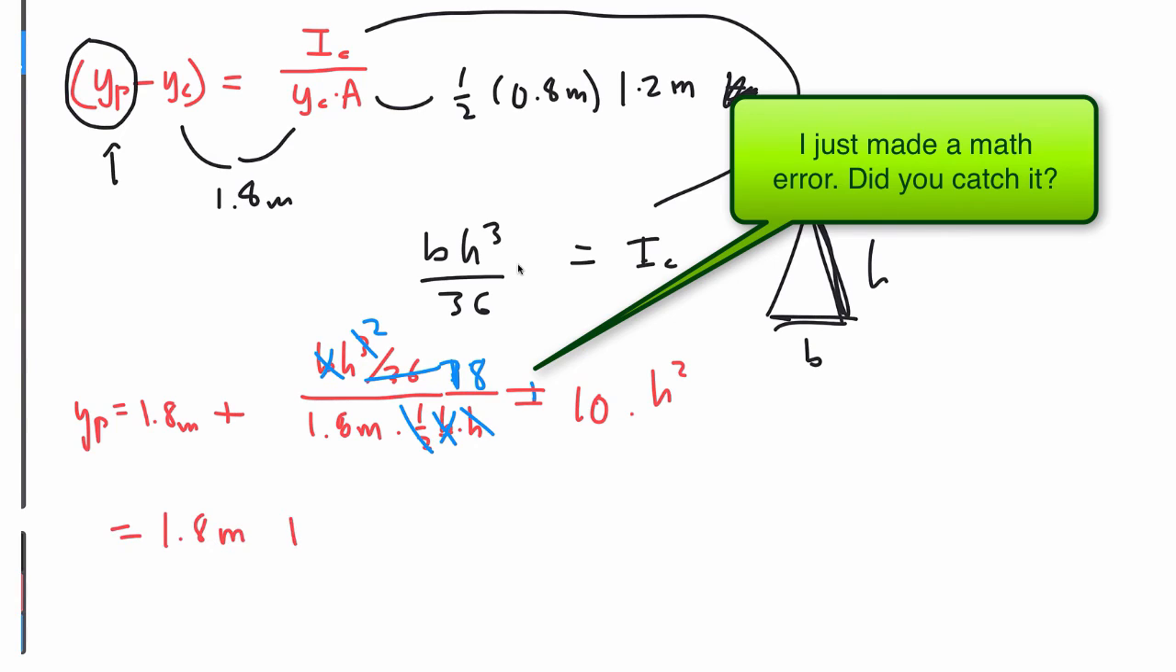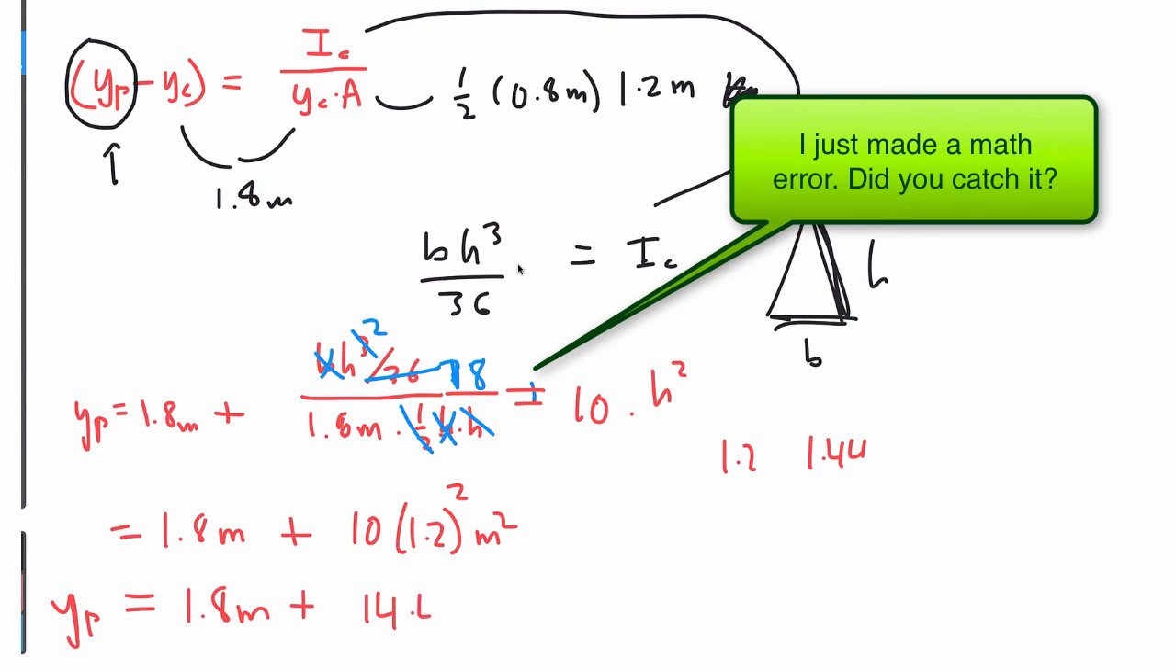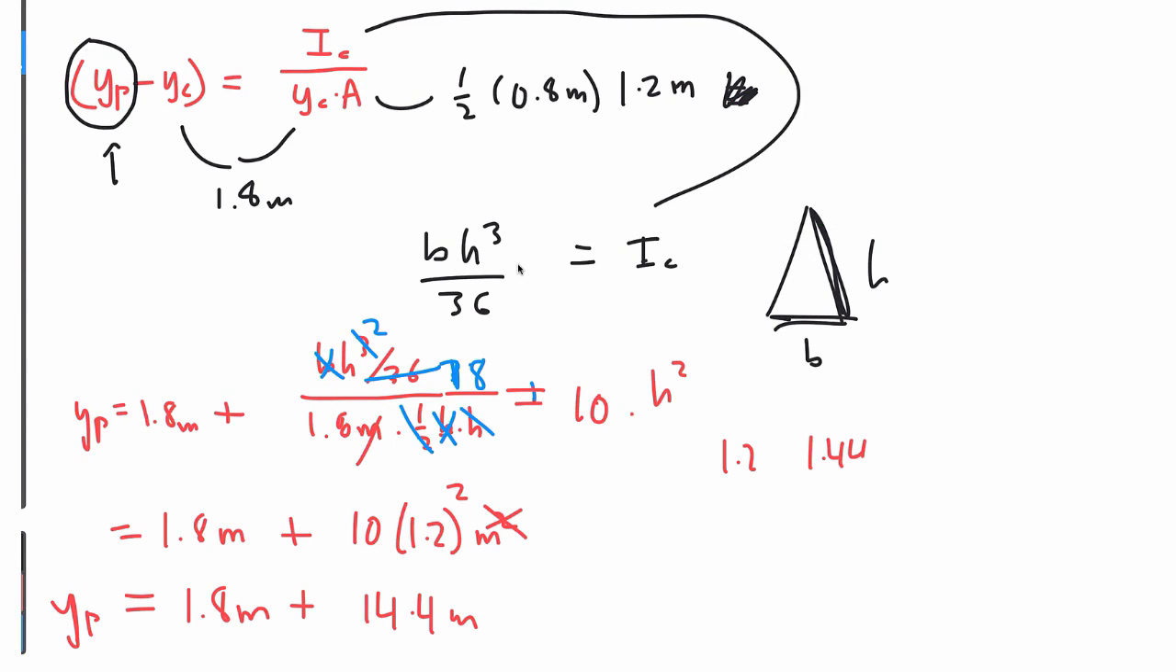1.8 meters plus 10 times 1.2 meters squared. This thing squared, 1.2 squared is, what is that? 1.44 times 10 is 14.4. That doesn't make any sense. Yp cannot possibly be 14.4 meters. What did I do wrong? Oh, I see. This is what I did wrong. This is over 18. This over here equals h squared over 1.8 times 18.